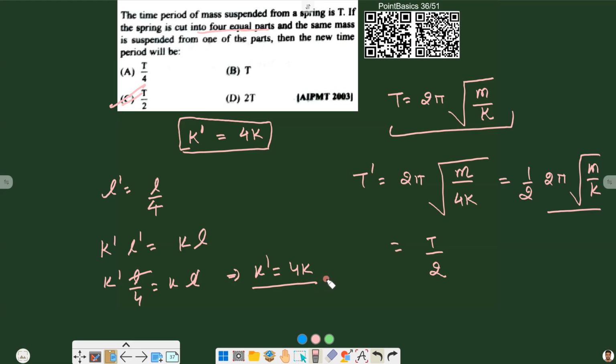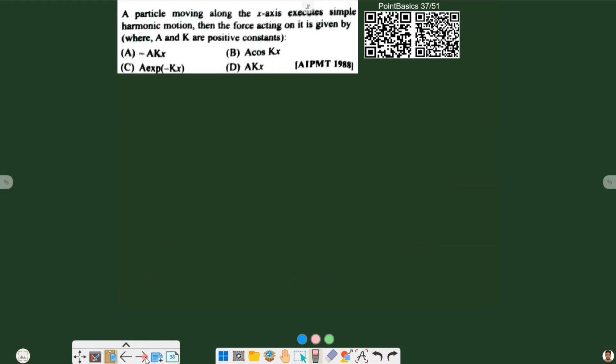Moving to the next question. A particle moving along the x-axis executes SHM. The force acting on it is given by. So we have to find out the force. Now for SHM, we know that force is proportional to the negative of displacement, or force can be written as minus kx. So SHM must satisfy this equation.